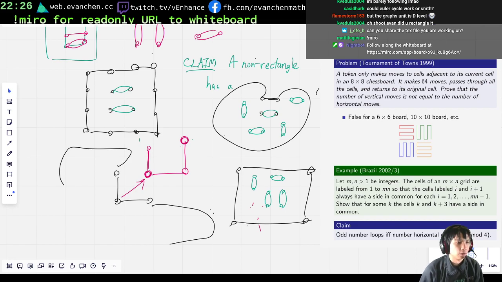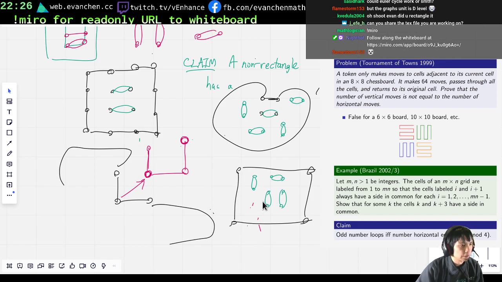Yeah, I got a rectangle. I think we're almost done. I have a rectangle where inside I have a bunch of edges that are paired this way, and I only need to prove the main claim for this situation. I think this should be easy. This feels like it must be easy.